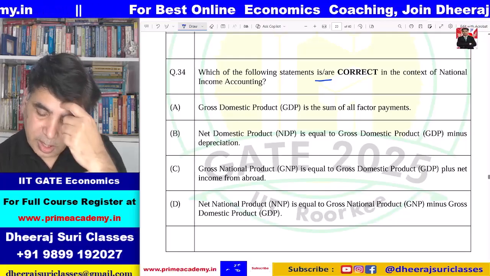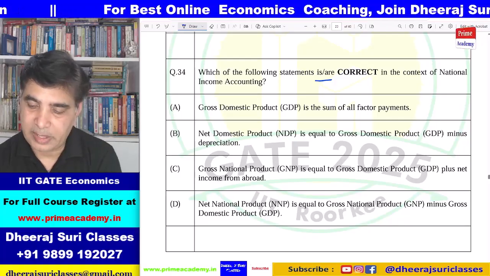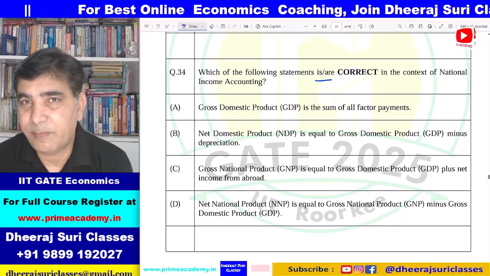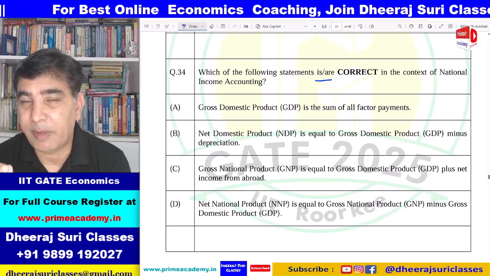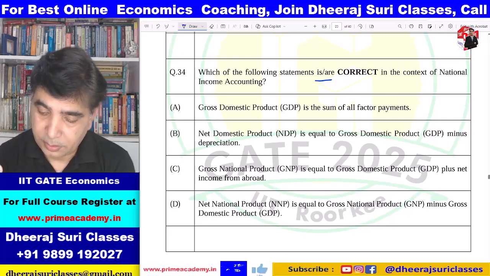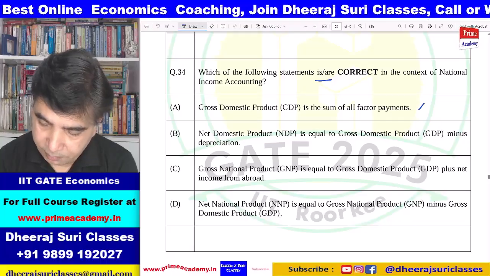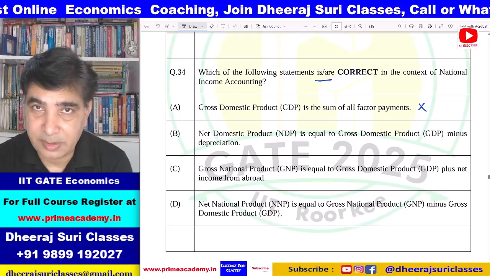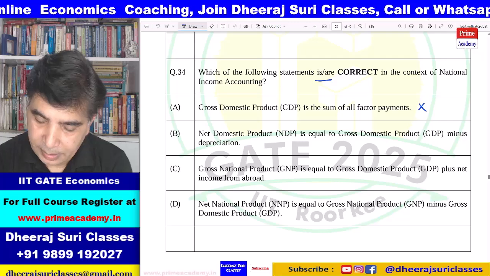The first one: gross domestic product is the sum of all factor payments. Actually, gross domestic product is the sum of all factor payments plus depreciation, consumption of fixed capital. So this is an incorrect statement. Because we are finding correct statements, A is not our answer.